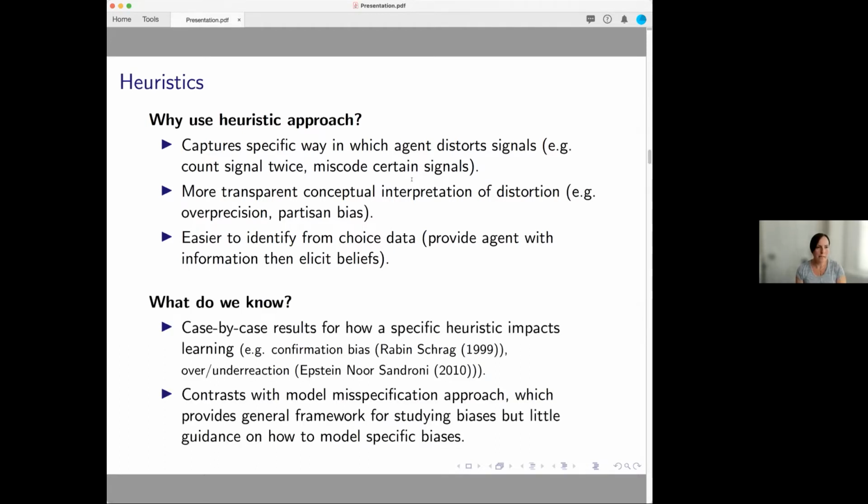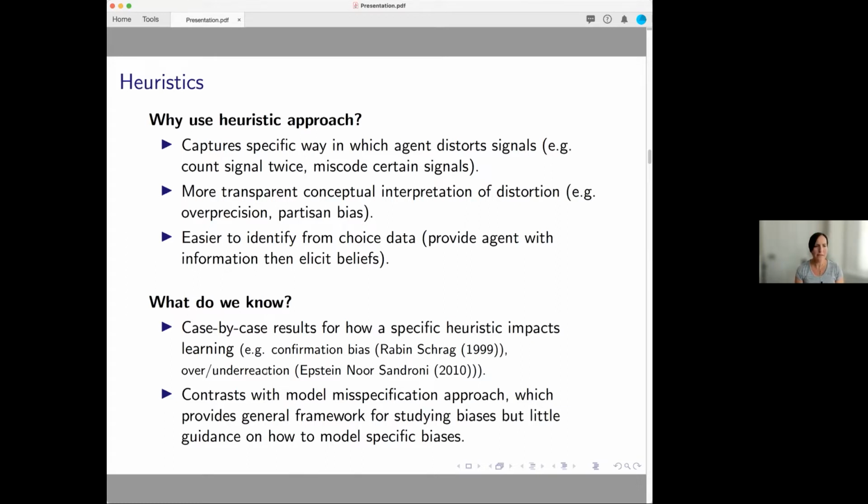What do we know from this literature? Well, really what we have is a series of case-by-case results for how specific heuristics impact learning. In other words, someone will write down a heuristic. For example, Rabin and Schrag wrote down a heuristic for confirmation bias, over-interpreting information that confirms your prior. Epstein, Noor, and Sandroni wrote one down for under or overreaction, and then they derived for that specific function what the long-run impacts for learning are.